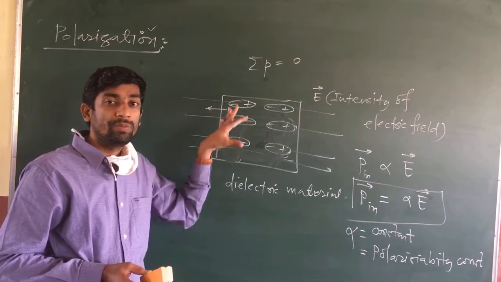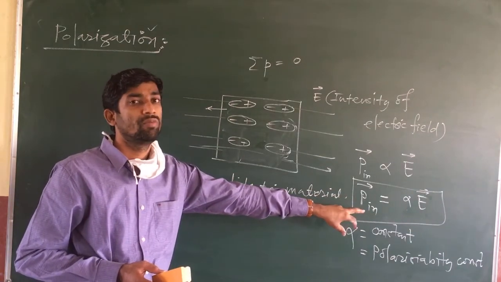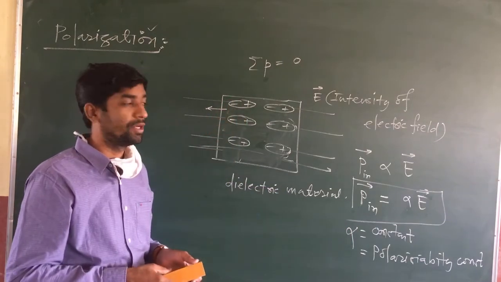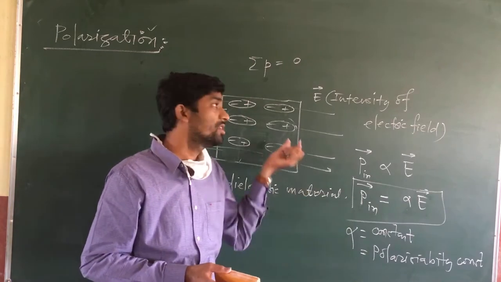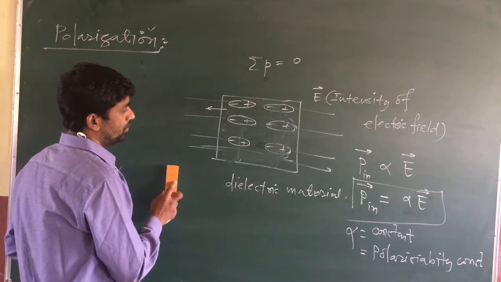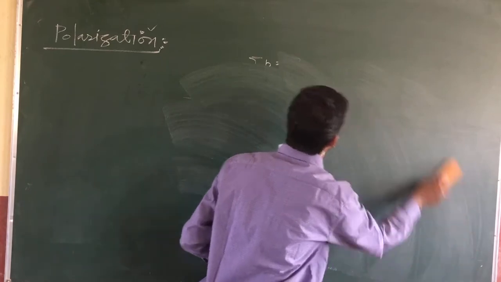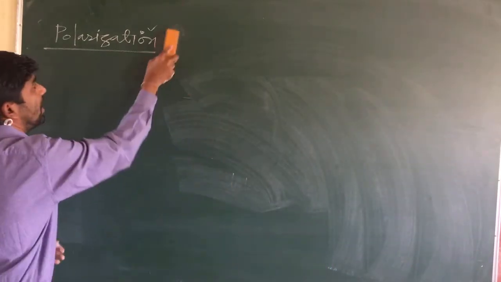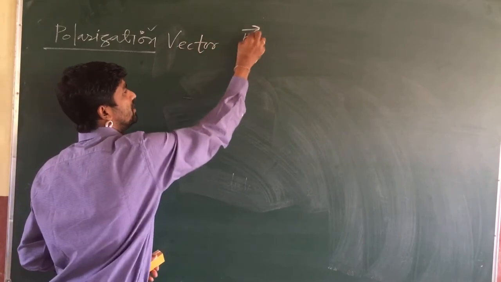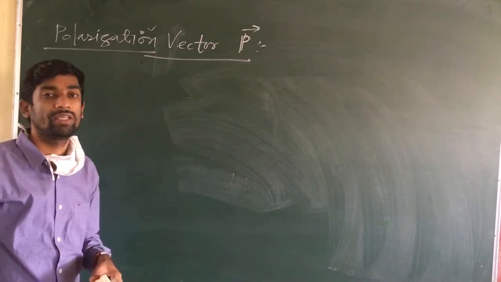So this is about your polarization, and this is for a single molecule. This equation is only for a single dipole. If I have to apply it for n number of molecules, that is known as the polarization vector. How can you obtain the equation for the polarization vector, capital P vector?